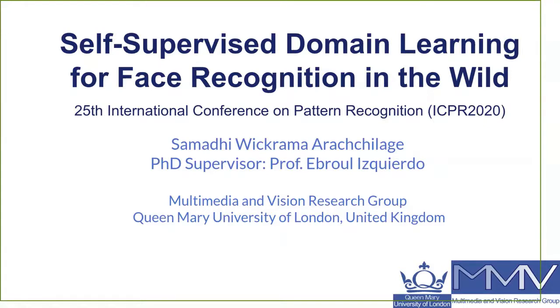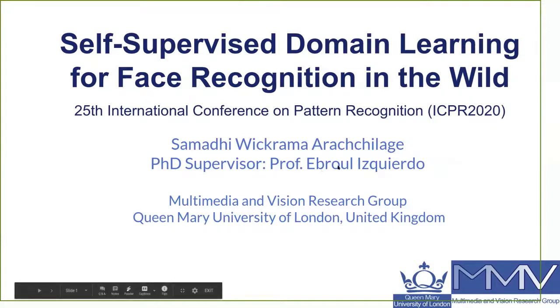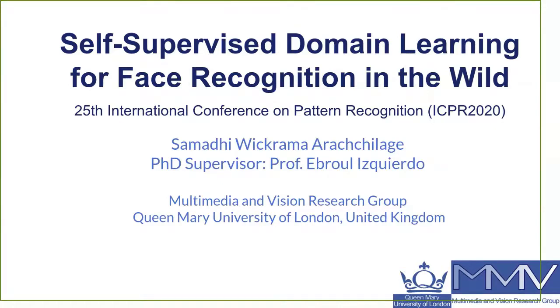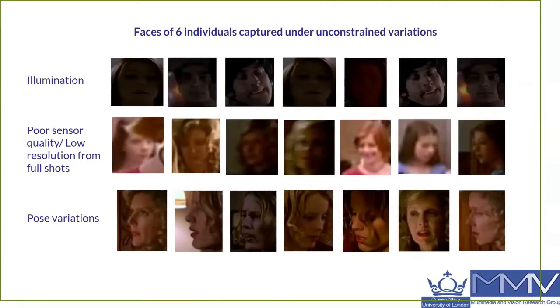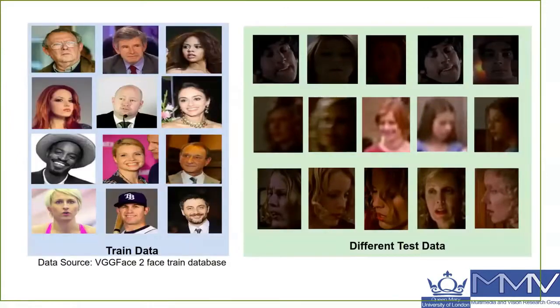So I'm Samadhi, and Professor Ebral is my PhD supervisor. Let me present to you my PhD work where I aim to develop a domain learning framework targeting unconstrained face recognition. Unconstrained face recognition is extremely challenging due to variations like illumination, pose, sensor quality, and so on. It creates a gap between training data, which is usually large volumes of good quality images, and different target data. So how do we transfer the knowledge effectively from training data to different application data?